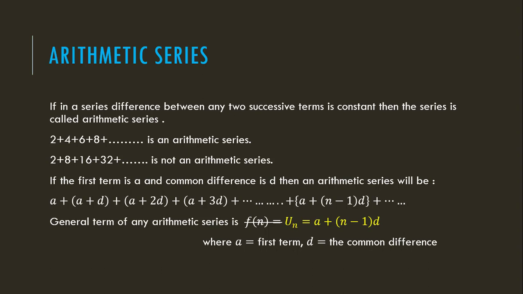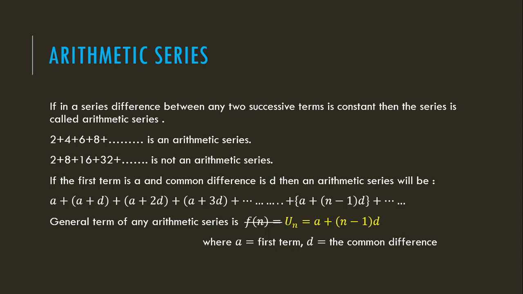You can compare this series with the first series we have given as an example, like 2 plus 4 plus 6 plus 8. In the first example we can say the first term is 2, then the second term is 2 plus 2, and the third term is 2 plus 2 plus 2, like this. So now we can say that after n terms, what we will get is a plus n minus 1 into d plus dot dot dot.